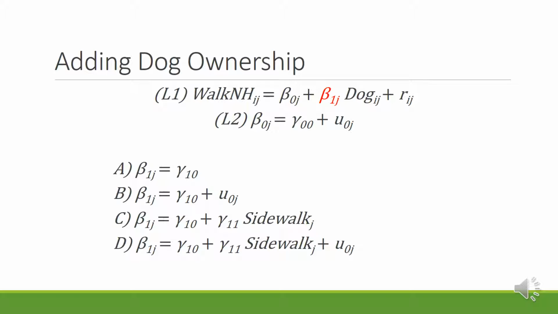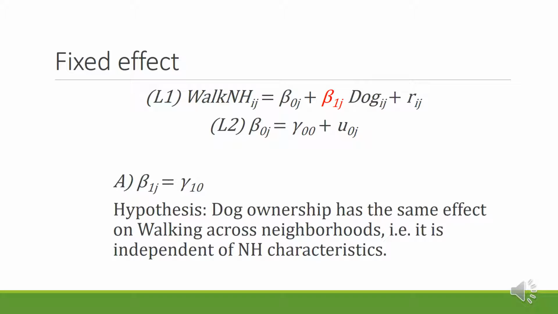So this is the big question if we're asking the question, should we model dog ownership as a random or fixed effect? And I'm going to walk through those four examples that I show you in terms of making decisions. And so what you can see is that we have four different ways of modeling beta 1j, and I'm going to talk through what the hypotheses are that would make you choose one of these.